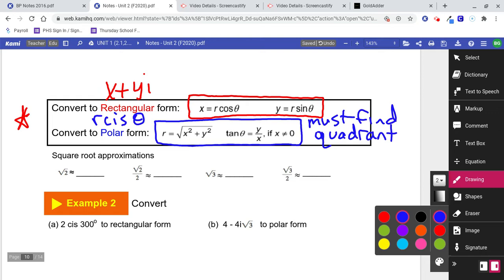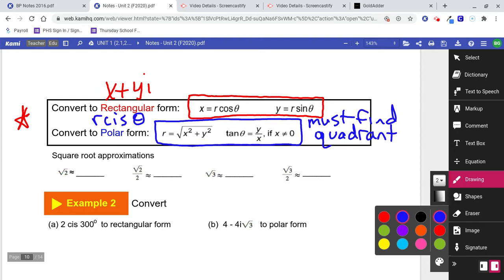Your calculator, you're going to use a calculator here, but your calculator is not going to tell you the whole story. It's going to tell you most of the story, but you're going to have to fill in the last part, which would be what quadrant we're in, and figure that out. Okay? Now, square root approximations. Your calculator is going to give you a decimal number, but MathXL is going to force you to enter an exact answer, which is usually going to be some form of a square root.